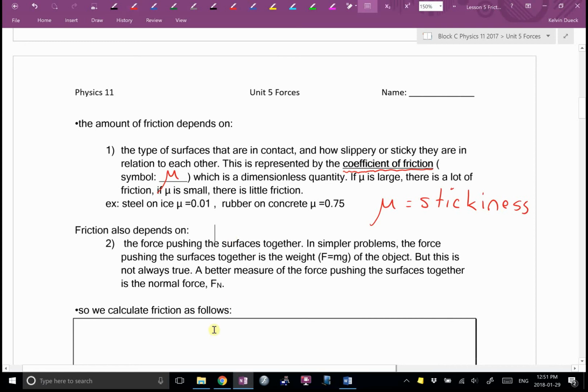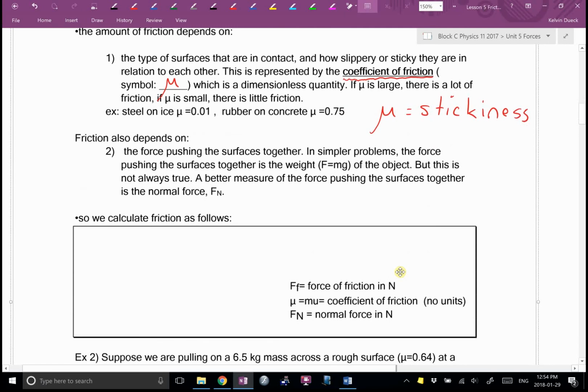So I'm going to stand up and do a little demonstration. I'll pause the video for a split second. I wrote here, friction depends on the force pushing the two surfaces together, which in simpler problems is the weight mg, but not always true because it doesn't explain why I can lift up and make it slide easier or push down on an object and make it harder to slide. So a much, much better measure is the normal force. Here is our last equation for this unit.